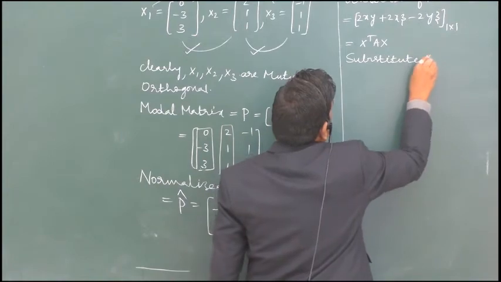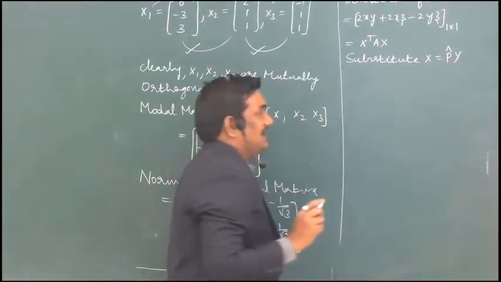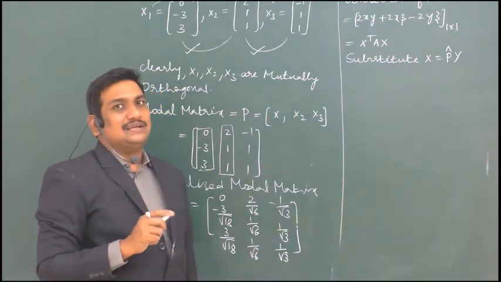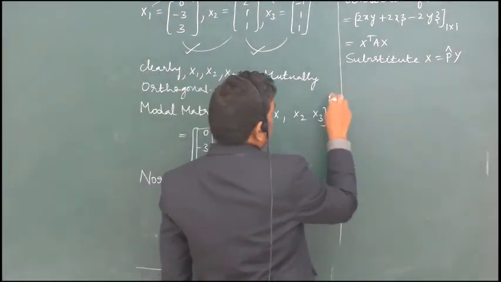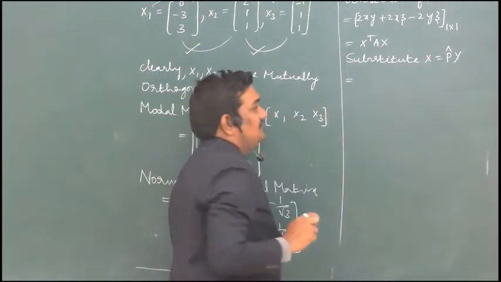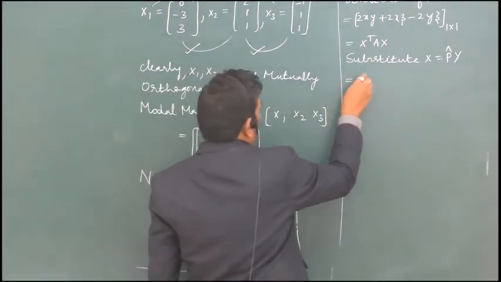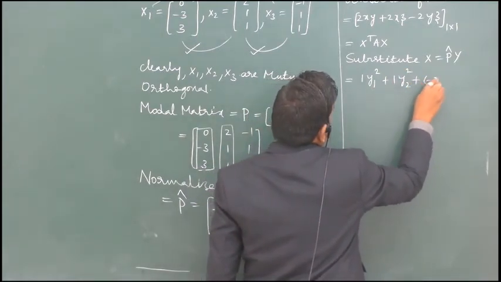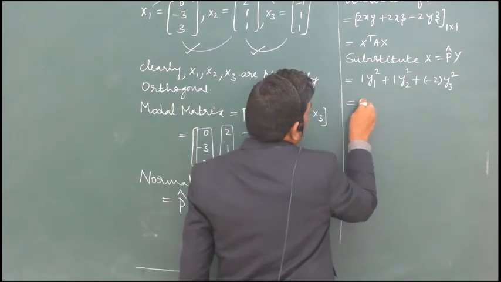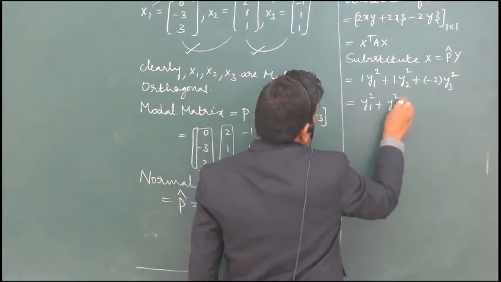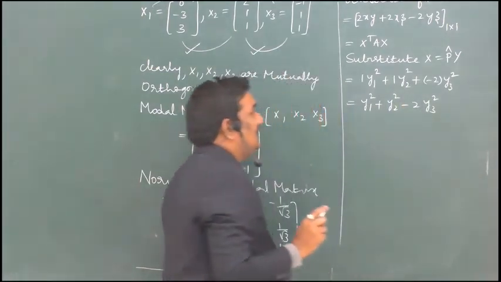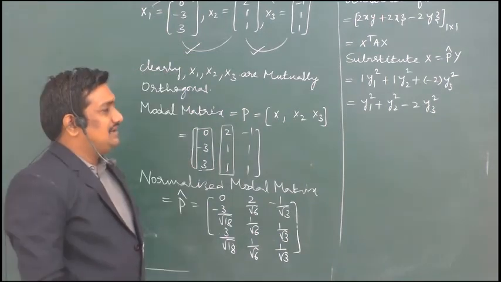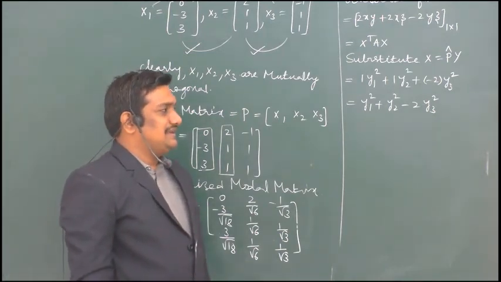X equals P cap Y, where X is the column matrix X, Y, Z, P cap is the normalized modal matrix, and Y is the column matrix Y1, Y2, Y3. On substitution you will get the final answer: 1 into y1 square plus 1 into y2 square plus minus 2 into y3 square. That is, y1 square plus y2 square minus 2 y3 square. On simplifying X transpose AX with the help of X equals P cap Y, we reduce it to y1 square plus y2 square minus 2 y3 square.